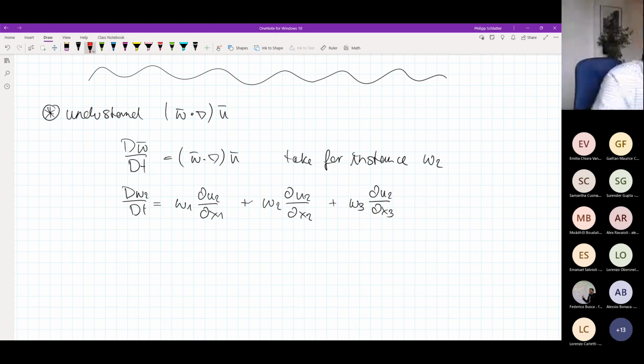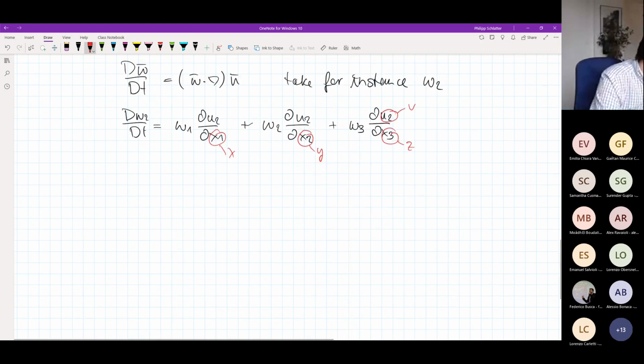Now, to make things a little bit easier, we can of course associate x1 with x, x2 is the y direction, and x3 obviously is the z direction, and this u2 would be the v component. So let's now try to illustrate what this actually means. I will consider two situations. I will draw two coordinate systems here. So this is one, and then I have a second one here.